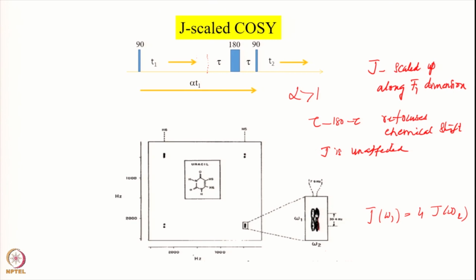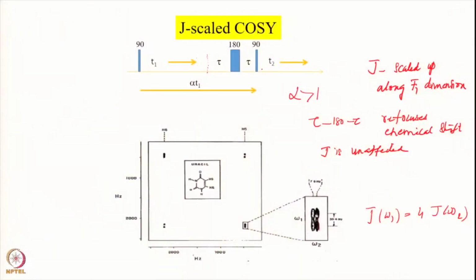In certain situations recently I have noticed that people have used alpha of 30, and that is if you have extremely small coupling you want to blow it up in such a large manner that you see the fine structure and the cross peak structure there, and then you can measure the coupling constant very precisely. So this is the demonstration that with this sort of a pulse sequence you can get higher resolution along the F1 dimension. It was particularly important to do it along the F1 dimension or the omega 1 dimension because that is where we do not have enough resolution.